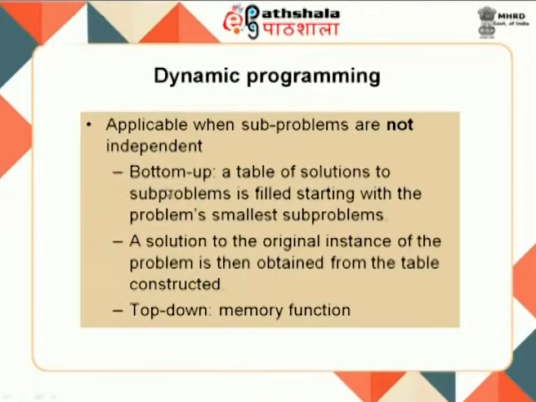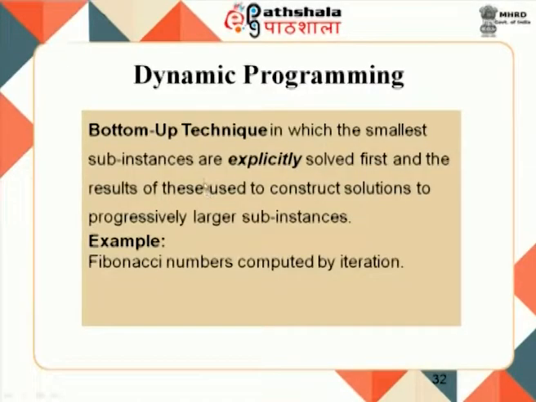So, applicable when sub problems are not independent, here they are not independent. Bottom up, a table of solutions to sub problems is filled starting with the problem's smallest sub problems. Solution to the original instance of the problem is then obtained from the table constructed. This is a top down, a memory function, you assume you have it and then you start. So, bottom up technique in which the smallest sub instances are explicitly solved first and the results of these used to construct solutions to progressively larger sub problems. So, Fibonacci number is an example.